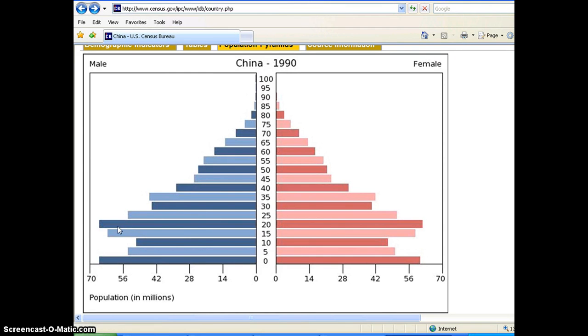That's all we're going to talk about for right now. We will come back next time looking at dependency ratios.